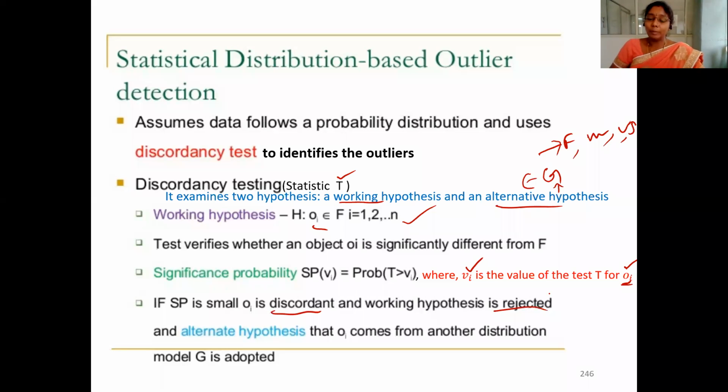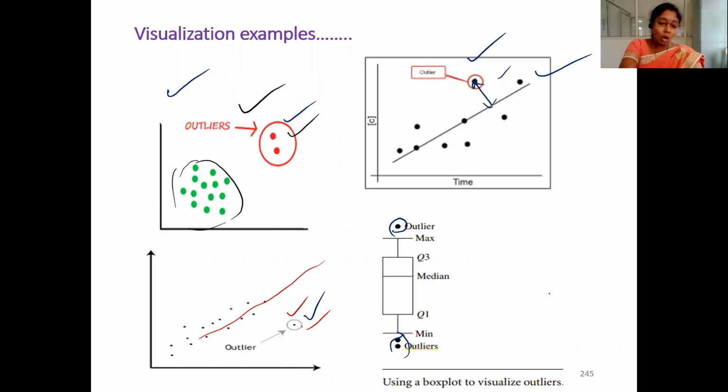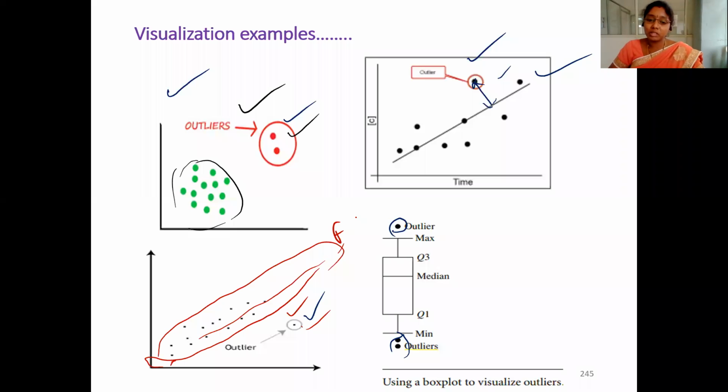What is the hypothesis? The working hypothesis states that there is no outlier in the data and all objects belong to the same distribution. So if you go with this figure, all the objects belong to this particular distribution only. This is the working hypothesis. There are no outliers in the data. All the objects follow the same distribution F. But what is the alternative hypothesis? There exist some outliers, and they belong to some other distribution G.